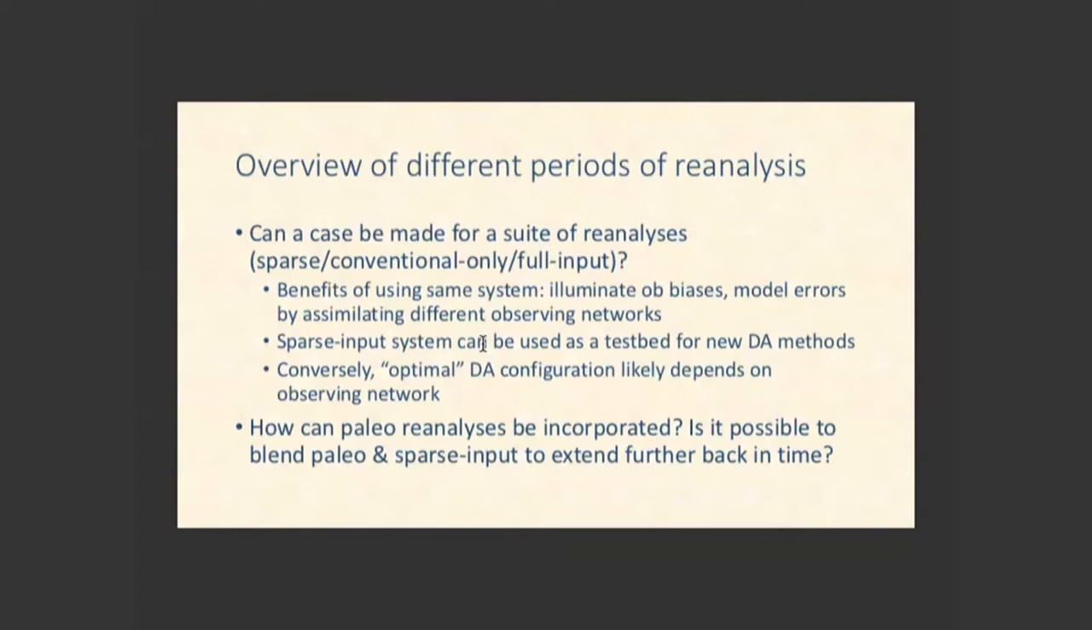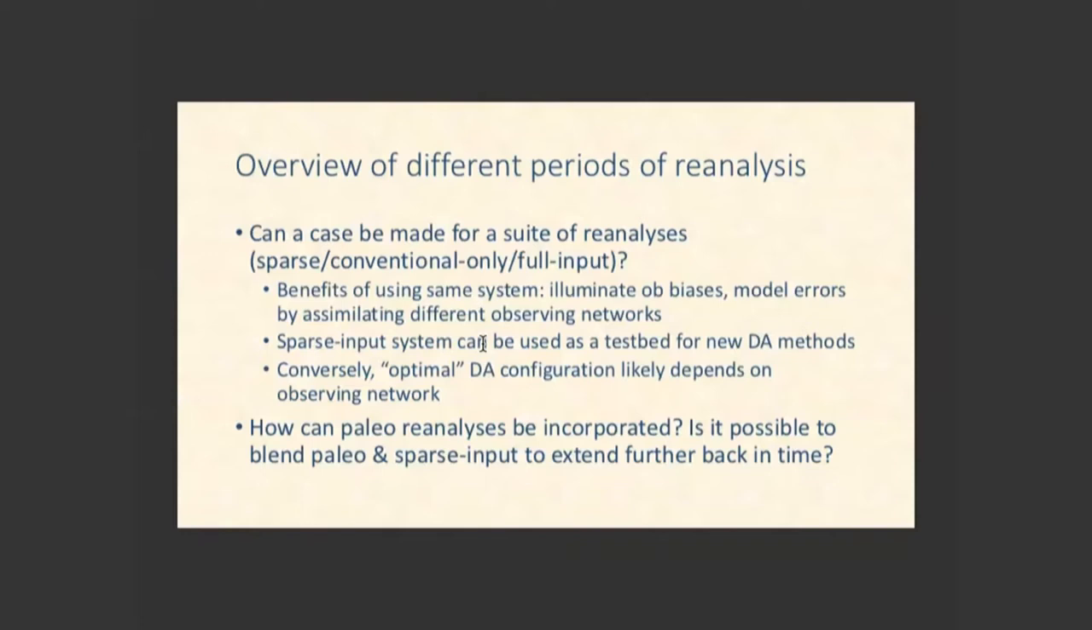On the other hand, the optimal data assimilation configuration almost definitely will depend on your observing network. So while you might be able to use the same model for each of these different reanalyses, it's likely not going to work if you try to use exactly the same data assimilation system with the same tuning parameters and everything. So there's a balance between how this could work.